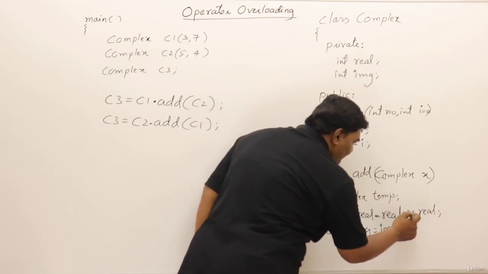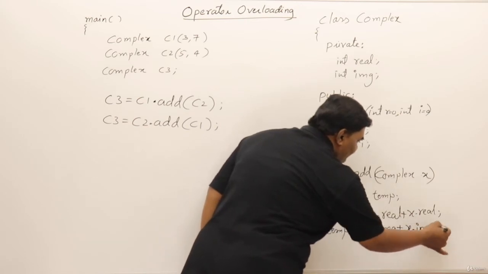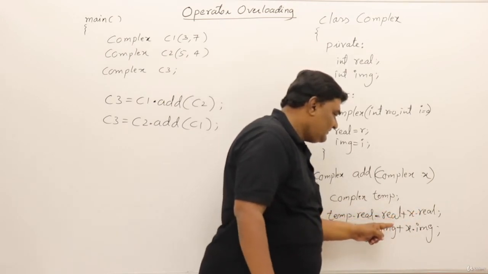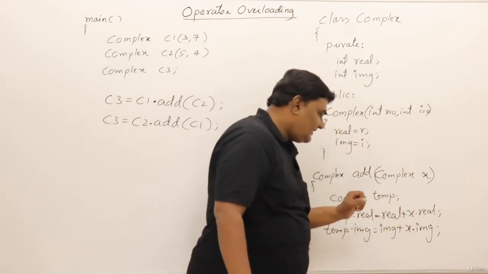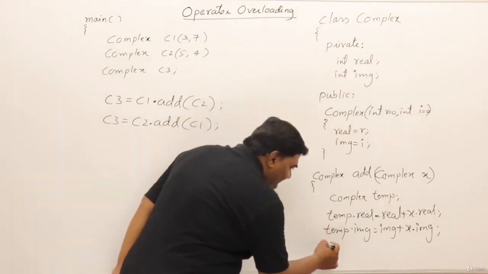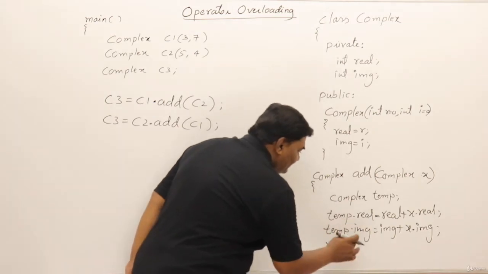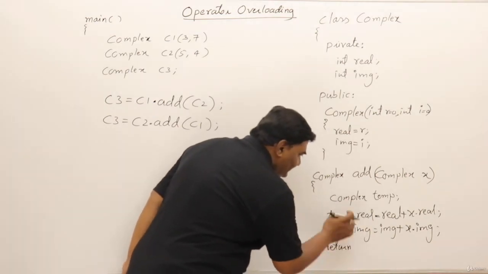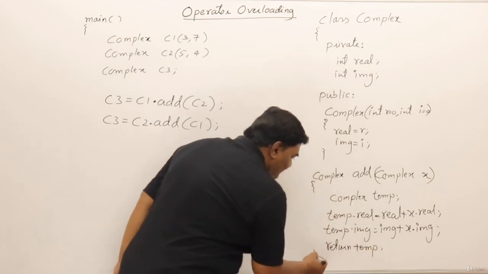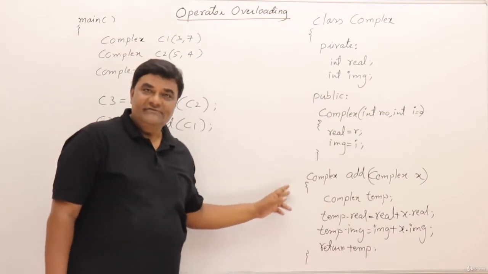So this plus, sorry, imaginary. Now here two real parts are added and two imaginary parts are added, and the result is stored in the temporary variable. Then the result is returned, temp. That's all. This is a function. Now let us understand how this is working.